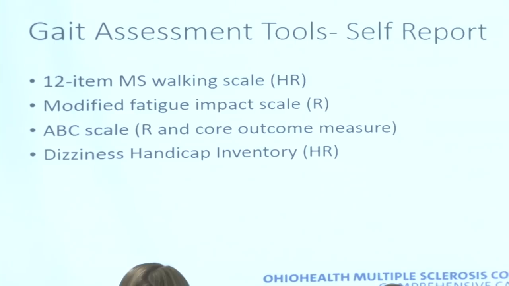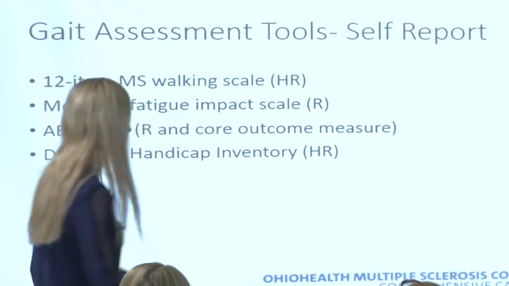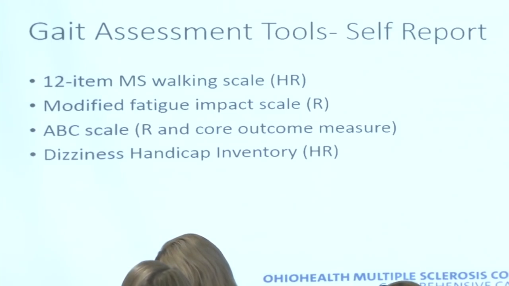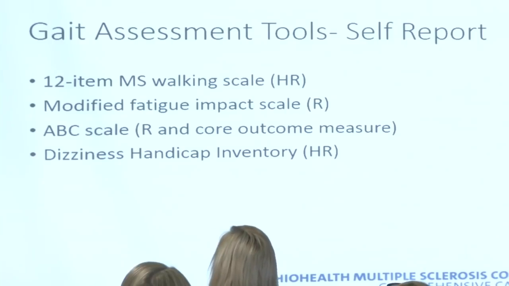Although the Modified Fatigue Impact Scale isn't a direct measure of gait with MS, it does help us better understand how fatigue may be limiting an individual's mobility. This 84-point scale has subscales that look at motor, cognitive, and psychosocial function. The Activities-Based Confidence Scale is a self-report measure out of 100% in which an individual rates themselves during typical daily activities from a scale of 0 to 100, and the scores are averaged.